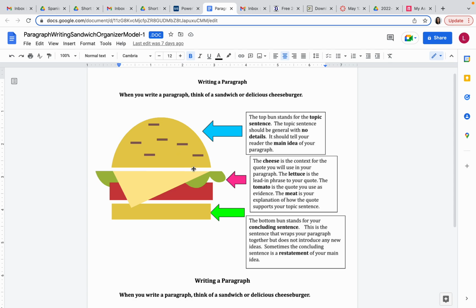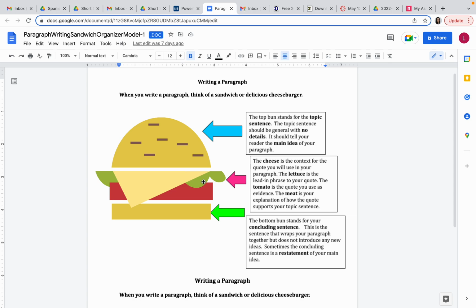And then the next thing you put on your sandwich is the cheese. The cheese is the context for the quote that you will use in your paragraph. So give your reader some kind of context that's going to set up the evidence and the other things that you mention in your paragraph. The lettuce underneath that is like the lead-in to your quote. We're going to take a look at some examples of what a good lead-in would be. But you might say something like, "As our author writes," and that's it. That's the lead-in to your quote, to set up the quote.